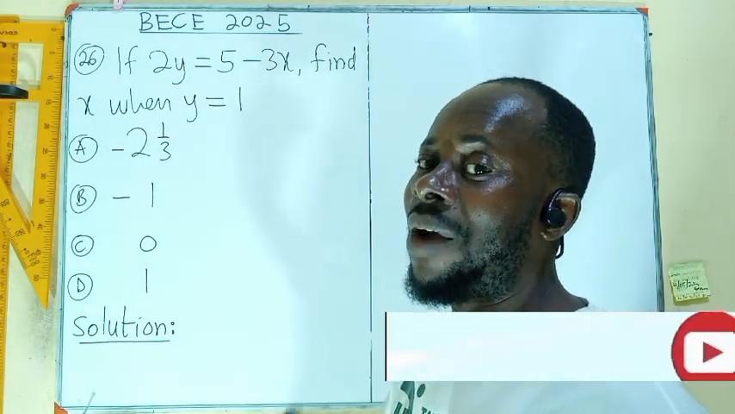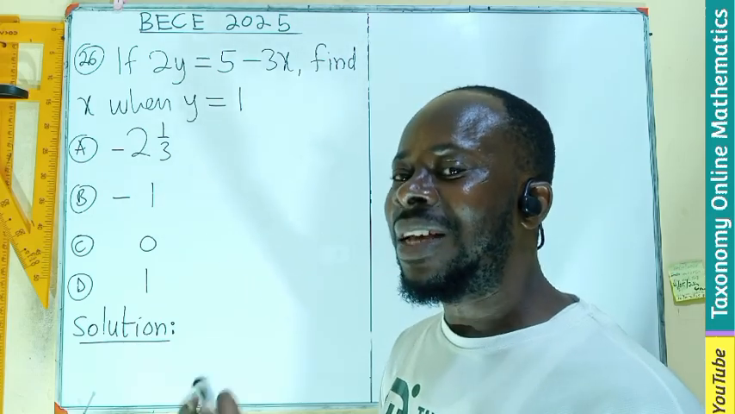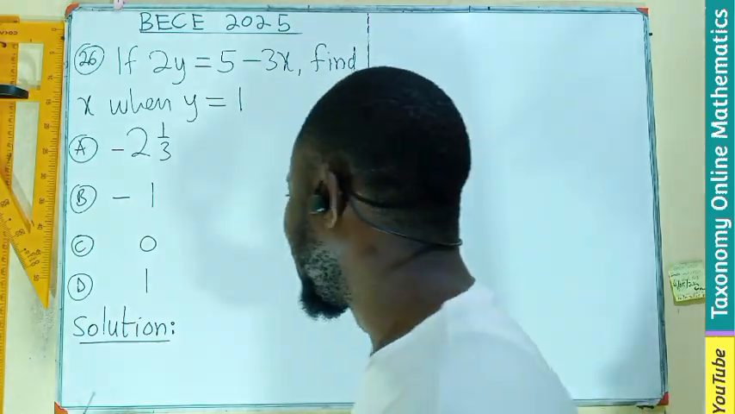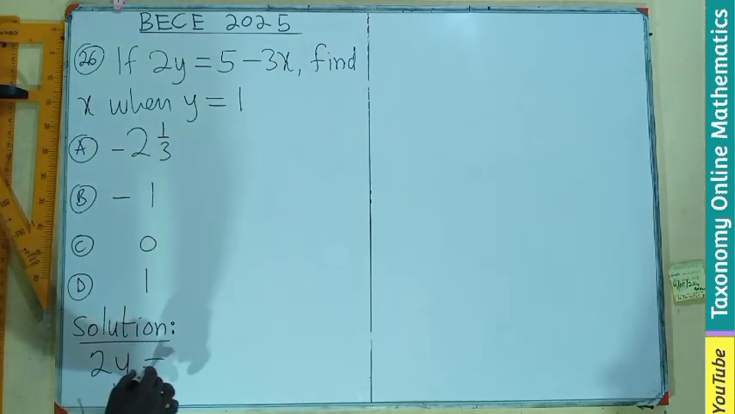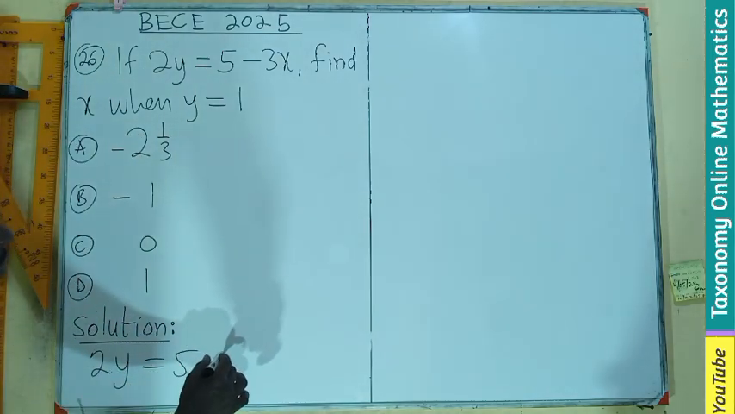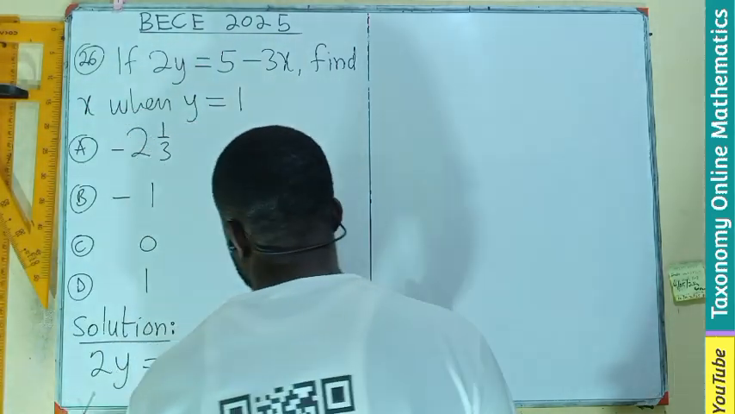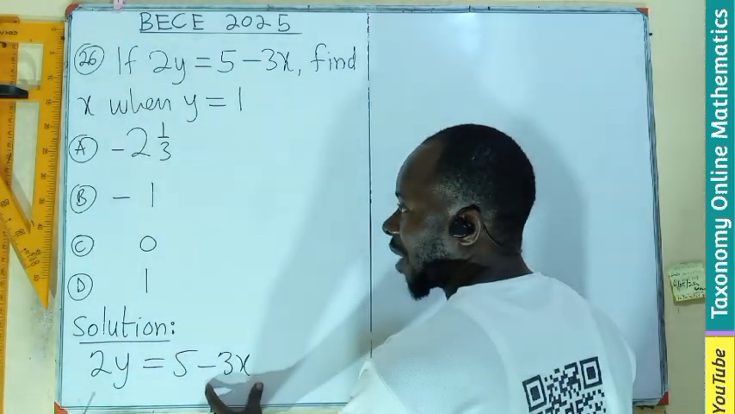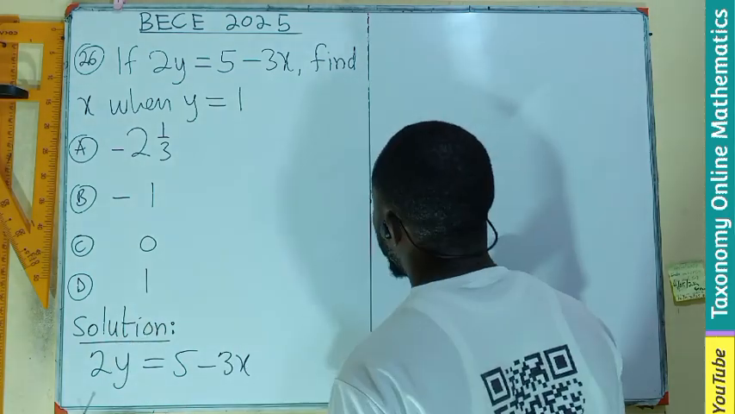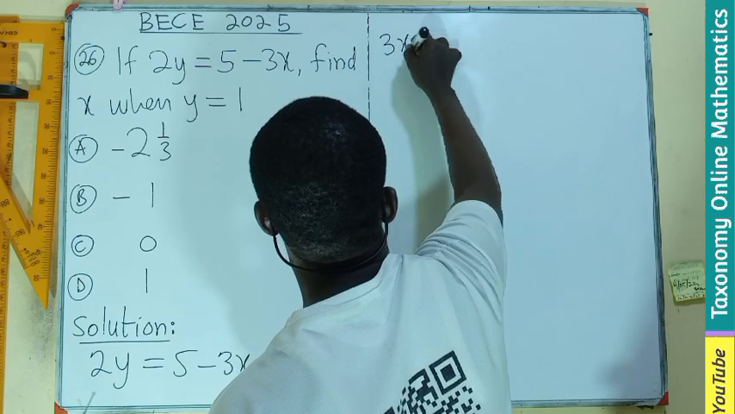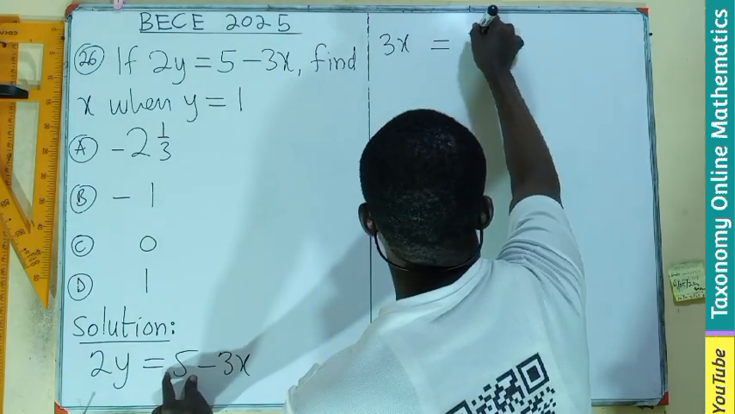So we can do direct substitution and find the x, or make x the subject and then substitute the y into it. So I'm going to have my 2y equals 5 minus 3x. I can decide to make x the subject. So if I transpose the negative 3x here, it becomes positive at the right. So I have 3x now equals 5, which is at the right already.